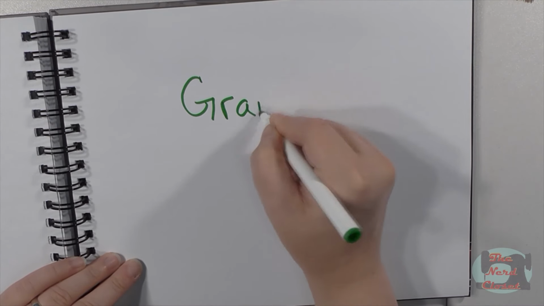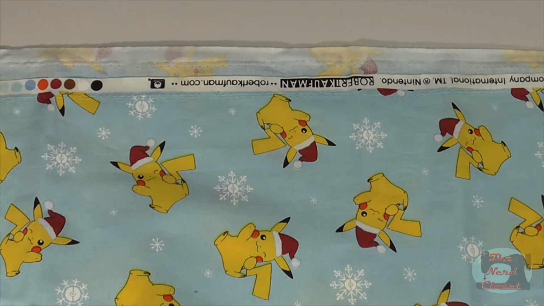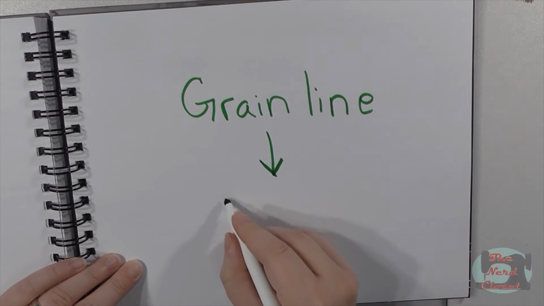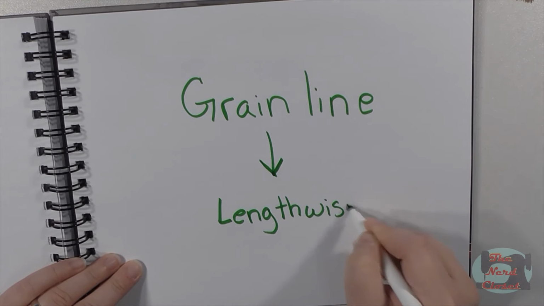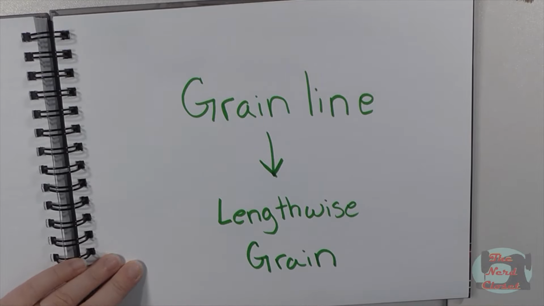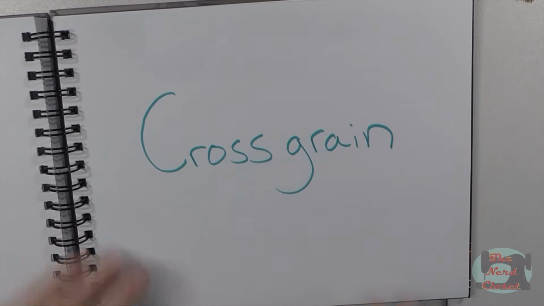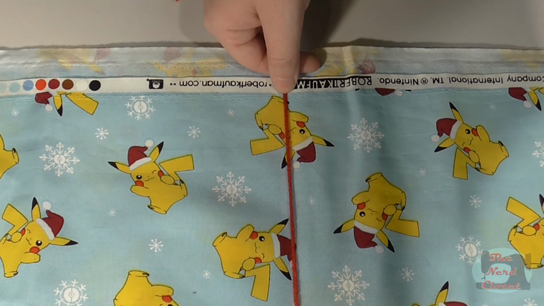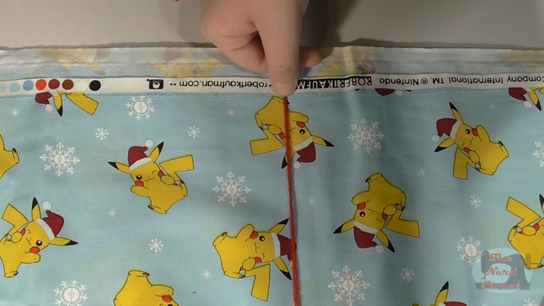Grain line. The grain line is the line of thread that runs parallel to the selvage. It's also called lengthwise grain since it runs along the length of your fabric. Cross grain. The cross grain is the line of threads that run perpendicular to the selvage of your fabric.